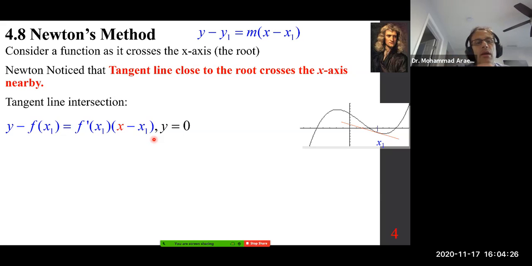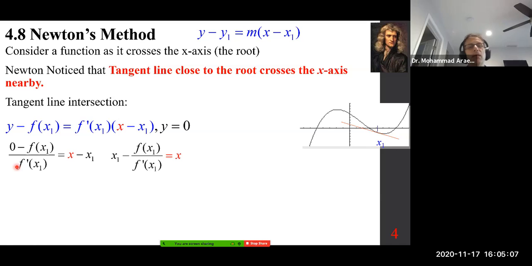Now, this is a general equation. If we set y equal to 0, we can find the x-coordinate of the x-intercept of this tangent line. So let's replace the y with 0 and solve. Notice what happens. You replace the y with 0, divide by f prime, and we get x minus x sub 1 equals negative f over f prime. We move the negative x sub 1 to become positive x sub 1 on the other side. This x is the new x-intercept, the x-intercept of the tangent line.